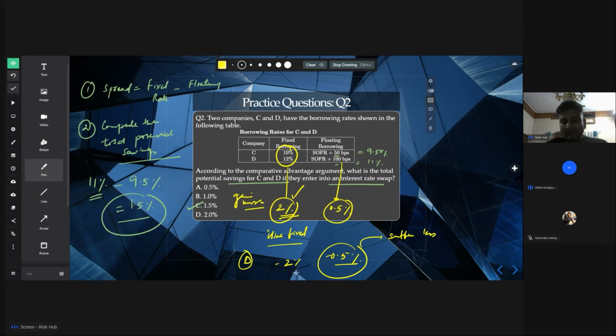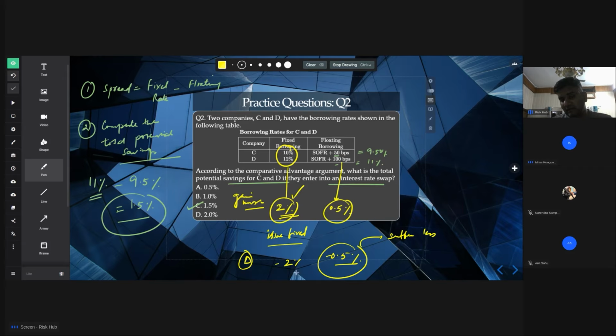So keep that question: can we say that D has the comparative advantage in the floating market and C has the comparative advantage in the fixed market? Does it make sense? So C has a comparative advantage in fixed, because there is 2% and 0.5%, and it is getting more gain here, 2%. So C has more advantage in fixed. C should stay in the fixed, and that's why it issues fixed. D has comparative advantage in floating, so D should go to floating.